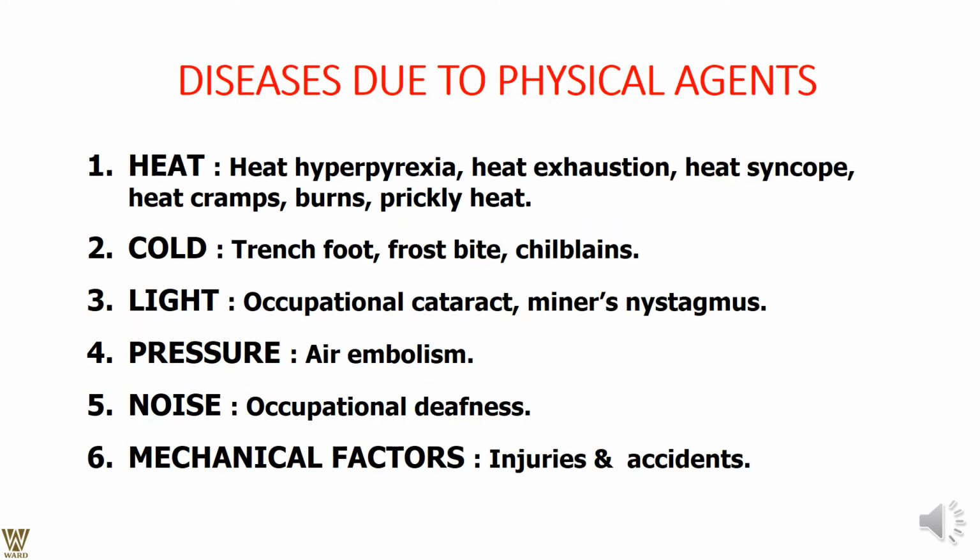Let us understand, because of the heat, because of the cold, because of the light, what all happens with this. With heat, it will be heat hyperpyrexia, heat exhaustion, heat syncope, and heat cramps, burns, prickly heat. People actually faint with extreme heat altogether. Something similar happens with trench foot, frostbite, and chilblains. In terms of extreme cold, people actually die because in an extreme cold situation, the presence of oxygen also gets limited altogether. So we need to understand that thing.